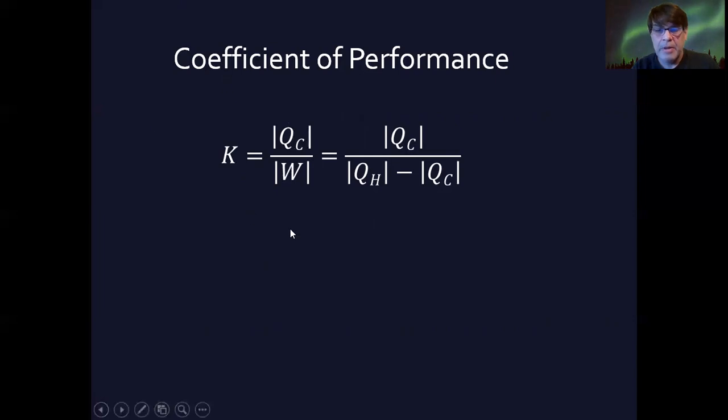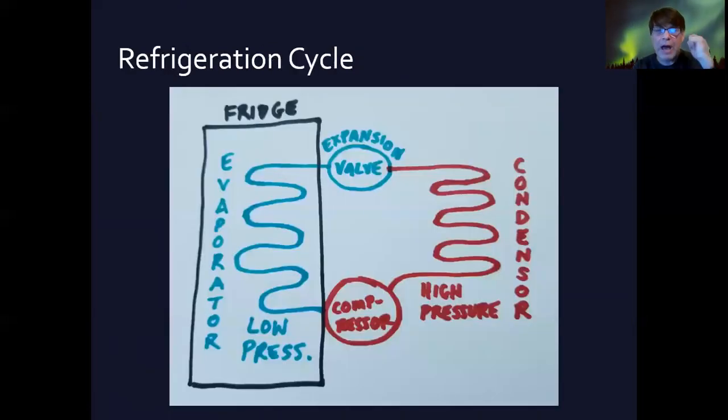And so that's what this coefficient of performance is. And since work is Q hot minus Q cold, we can also put it in this kind of form as well. Okay, so how does a refrigerator work? By the way, I apologize, I can draw better than this, but it is what it is. You get the picture, right?